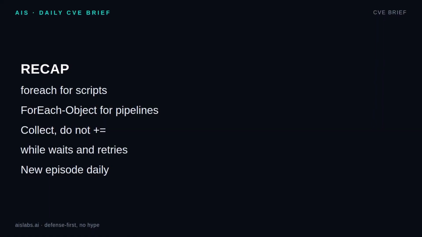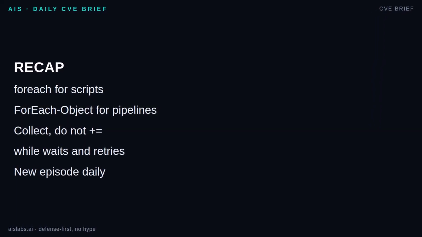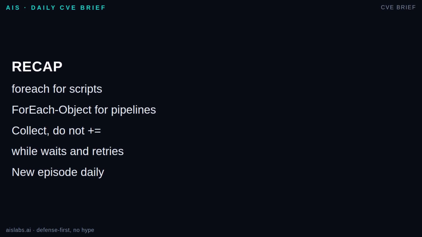3 beats to keep. First, the foreach statement is your readable script loop. 1 collection, 1 current item, 1 action block. Second, ForEach-Object belongs naturally in pipelines, and $_ is the object currently passing through. Third, collect output by assigning the whole loop to a variable. Avoid += in big loops unless you enjoy slow scripts and mystery pauses. While and do until are not replacements for foreach. They are for waiting and retrying when the world is not ready yet.